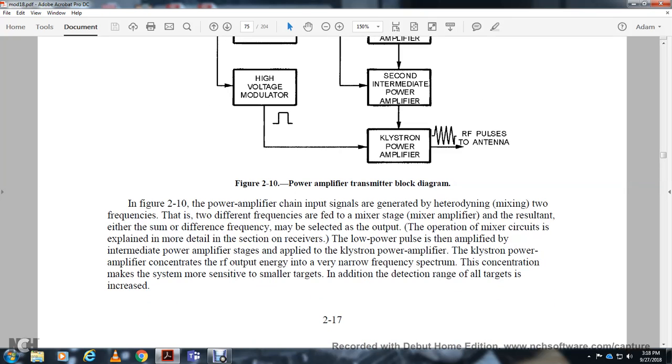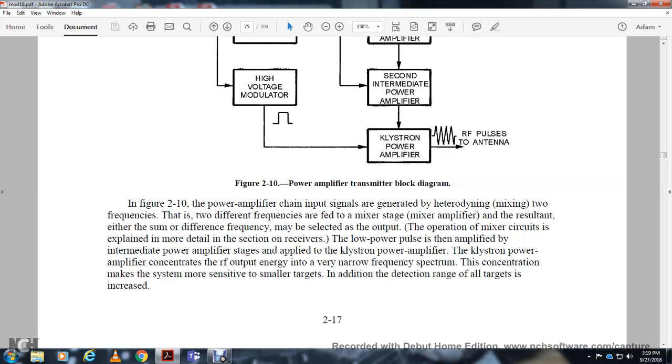Figure 210, the power amplifier chain, has input signals from the generators, the two different frequencies, which are fed to the mixer stage. The mixer amplifier result is the sum or the difference of the frequencies, and either may be selected as an output. Operation of the mixer is covered in more detail in the receiver section.